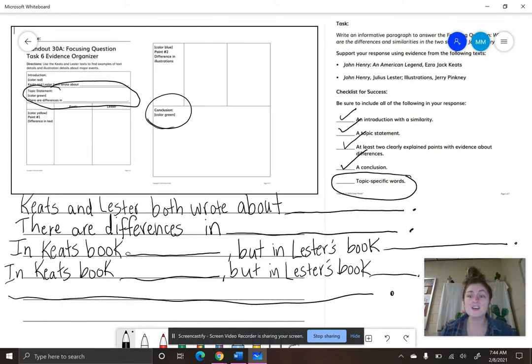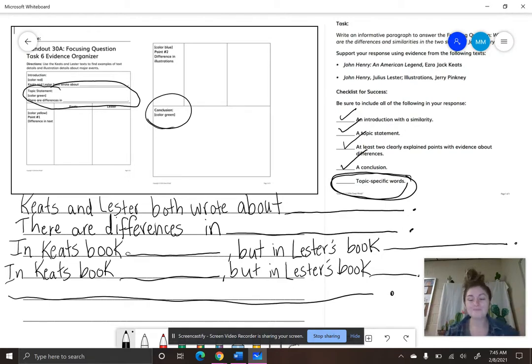All right, Smarties. So make sure you have that introduction, sentence 1. Sentence 2 is your topic statement. Sentences 3 and 4 are your supporting points with evidence from the texts. And your conclusion restates what your topic statement said. Remember, use those topic-specific words. So talk about John Henry, Keats' book, Lester's book. Do not forget those topic-specific words.